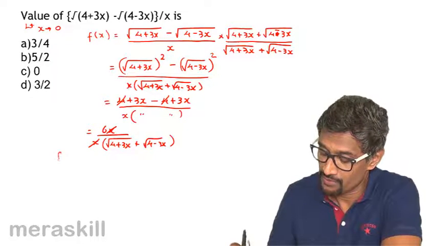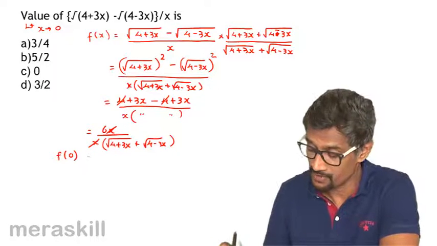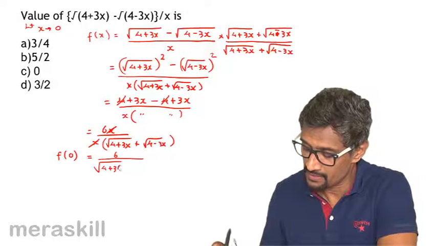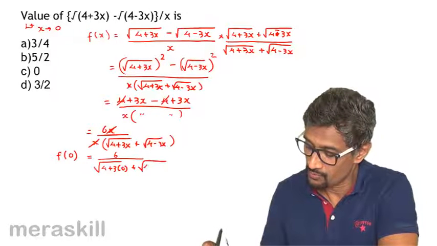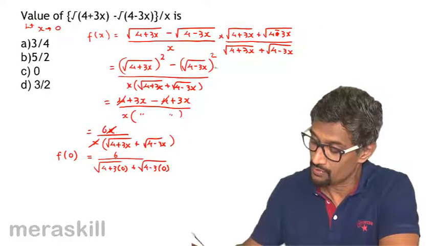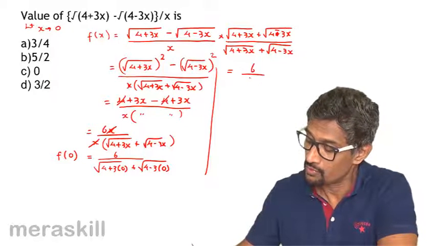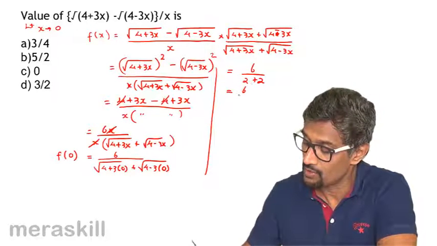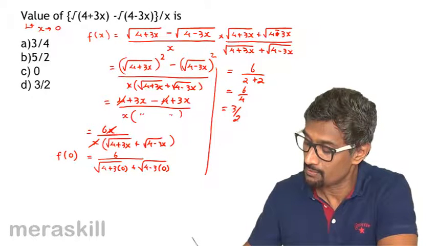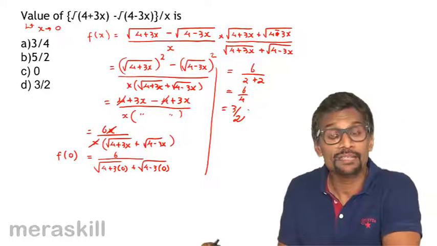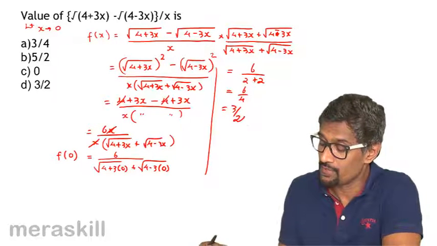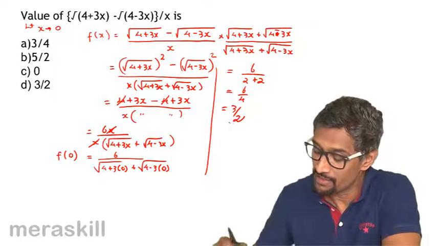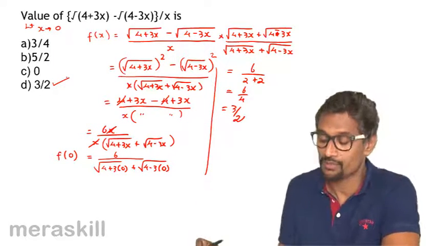So now we need to find out f of 0, because once the expression has become determinate, you get 6 upon root 4 plus 3 into 0 plus root 4 minus 3 into 0. This will become 6 upon root 4, that is 2, plus 2, root 4, that is 6 by 4, which is the same as 3 upon 2. So again, in this case too, we have multiplied by the conjugate. So ultimately you get a rational number and then you substitute the values. So we're getting the value of this limit as 3 by 2. So our correct option is 3 by 2.